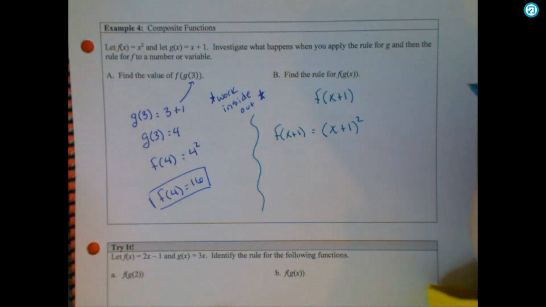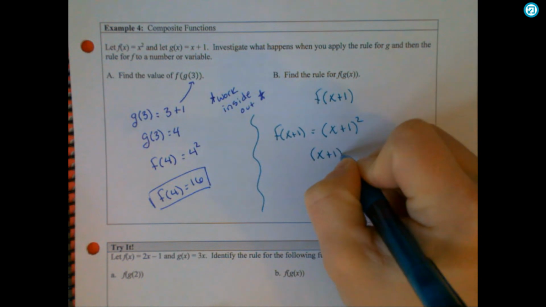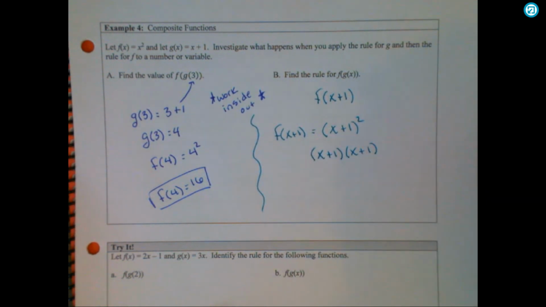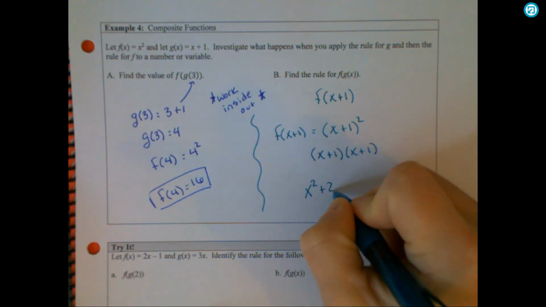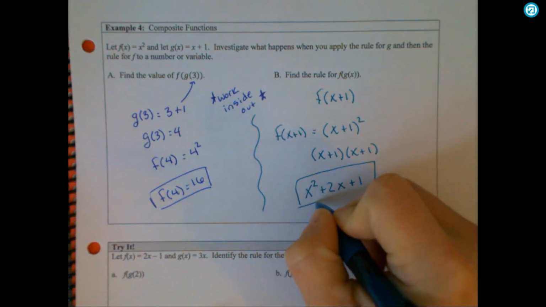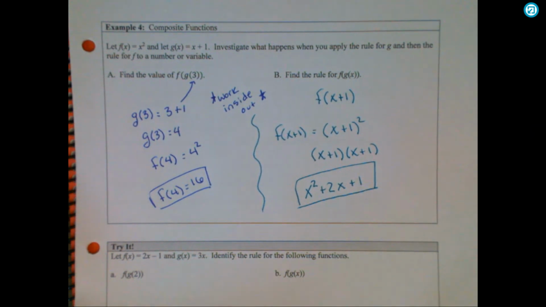And then this is just a simple foiling problem that you've done a bunch of times. Remember, we write it out twice. You FOIL, distribute, whatever you want to call it. But regardless of how you do it, you're going to end up with x squared plus 2x plus 1. Okay, so there's example 4. Composite function, just taking two separate functions and combining them.